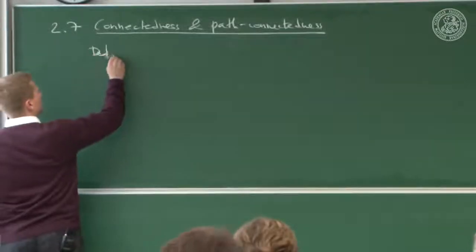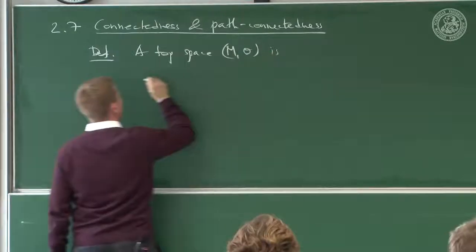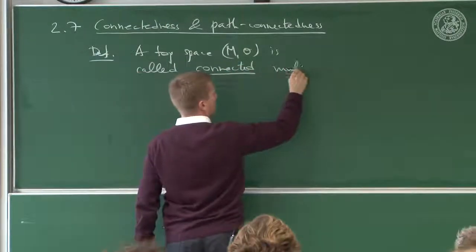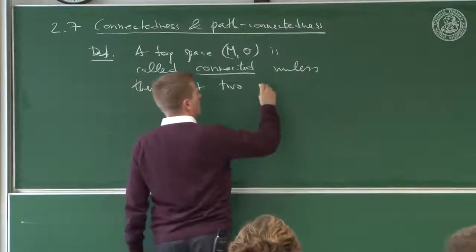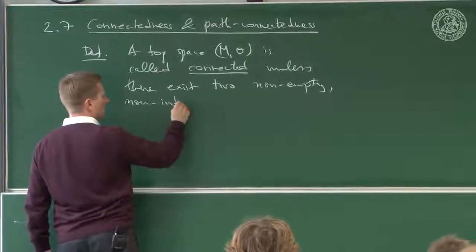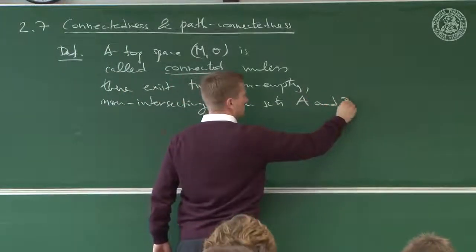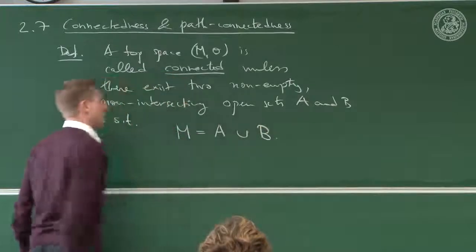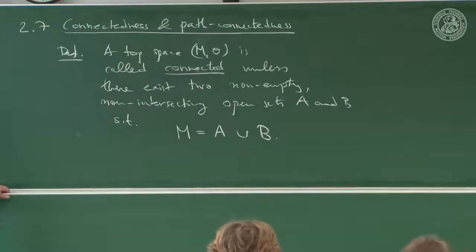So definition, a topological space M, O, is called connected unless there exist two non-empty, non-intersecting open sets A and B such that the entire space M decomposes into A and B, and because A and B are non-intersecting, it's a disjoint union, so sometimes one puts a little dot on top of here in order to emphasize that fact.